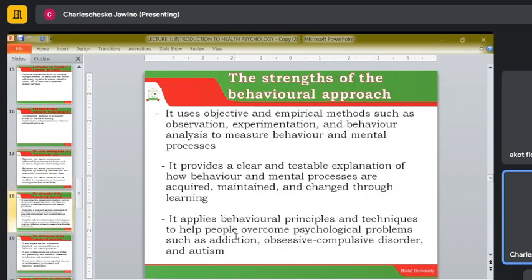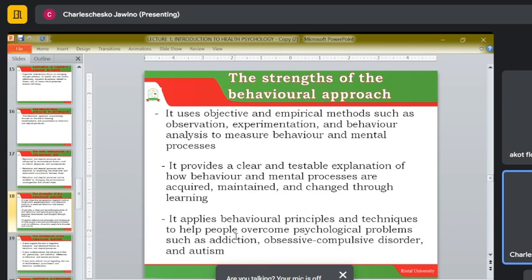Strengths of this approach: it uses objective and empirical methods, for example, observation, experimentation, and behavioral analysis to measure behavior and mental processes. We have seen how different approaches measure behavior. It provides a clear and testable explanation of how behavior and mental processes are acquired, maintained, and changed through learning.